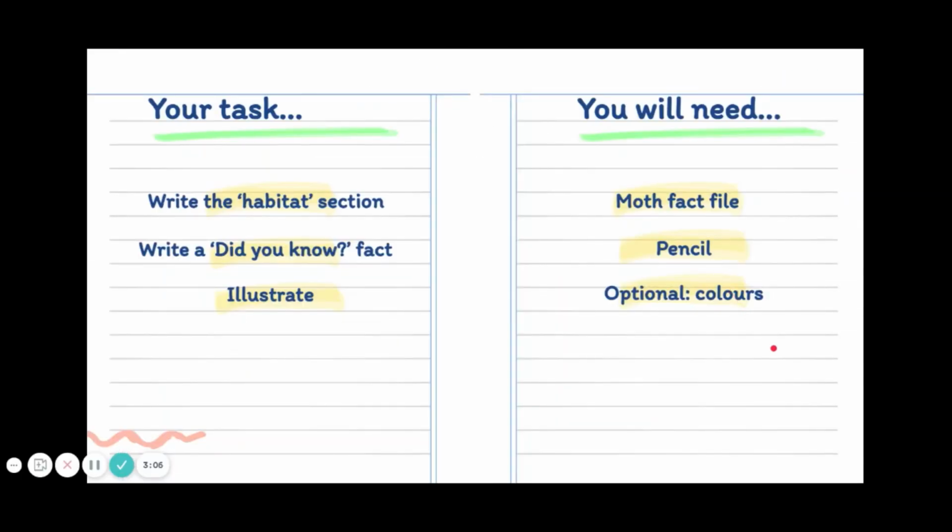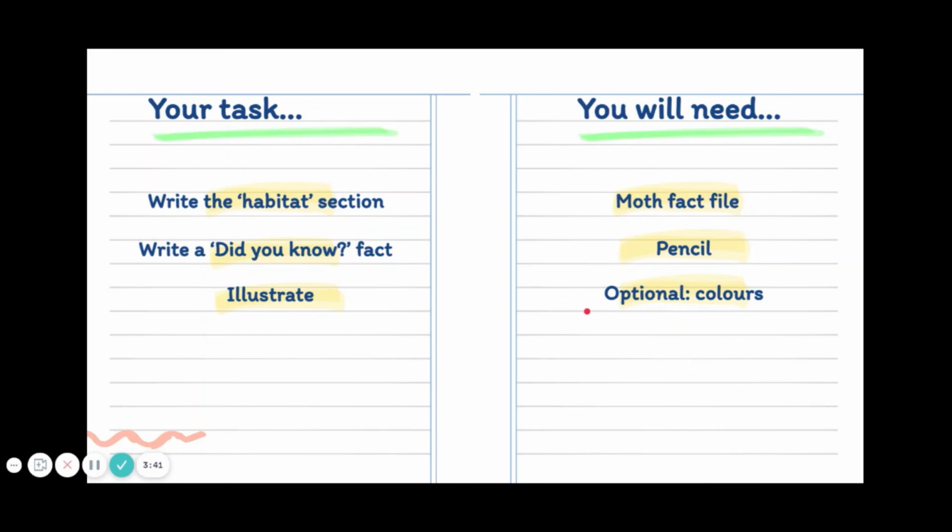Now that you have seen me having a go at writing about the habitat and did you know, it is your turn. Start by writing about the habitat on one of the lined sections, remembering to underline your subheading. Then you can write a did you know fact. Maybe you will choose your favourite moth fact. And then you should have a box left to illustrate, so you can choose something about moths to draw. You will need your moth fact file, a pencil and some colours. I cannot wait to see your finished moth fact files.